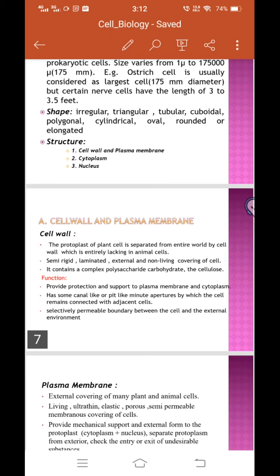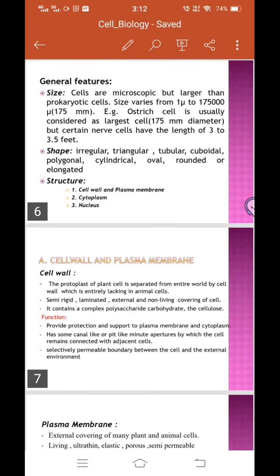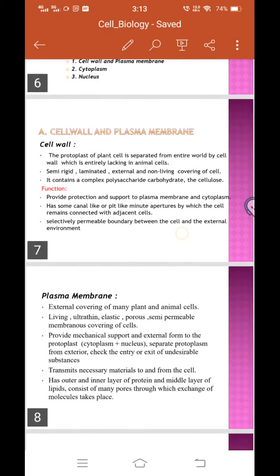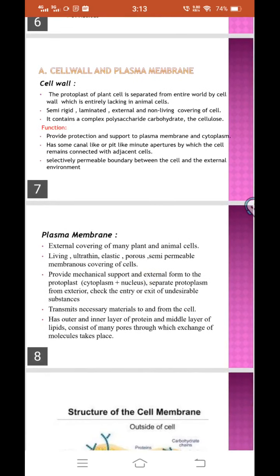Now finally, next we have the structural differentiation. What are the different structures which are present in the eukaryotic cells? How can we describe the eukaryotic cell on the basis of structure? This eukaryotic cell has the cell wall and plasma membrane. Second, it has the cytoplasm, and third one is the nucleus. So in the next slide, we will see the structural description of the eukaryotic cell.